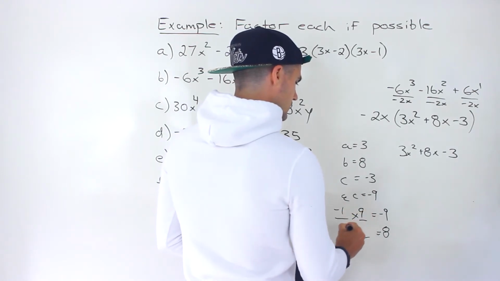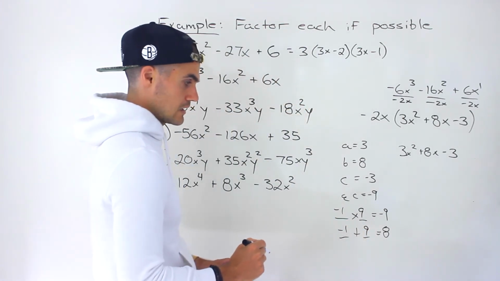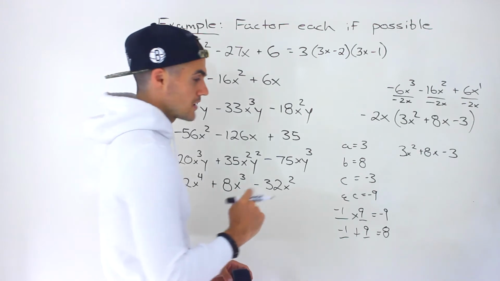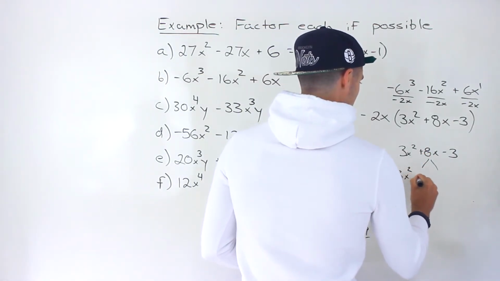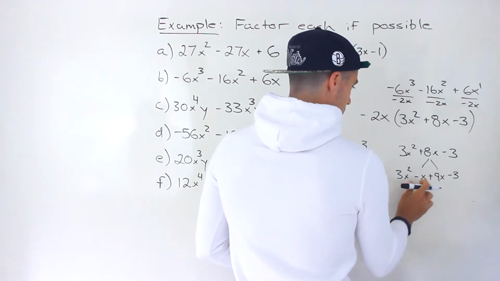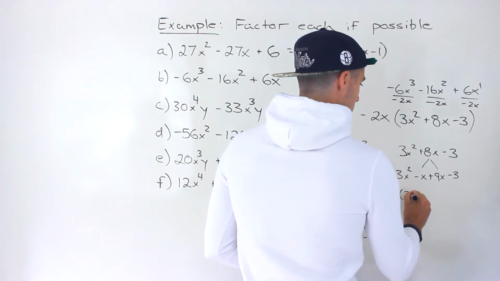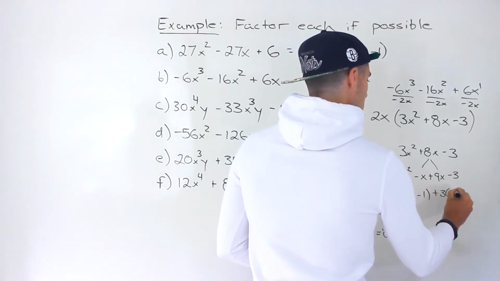-1 and 9? Right, -1 times 9 gives us -9, and -1 plus 9 gives us positive 8. So then we decompose that middle term into those two terms. From these two, we could take out an x. Then from these two, we could take out a 3.